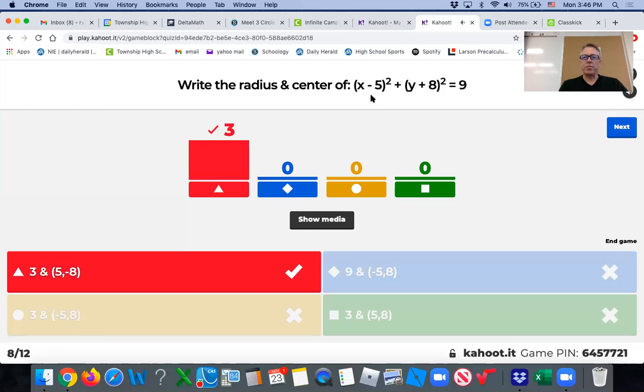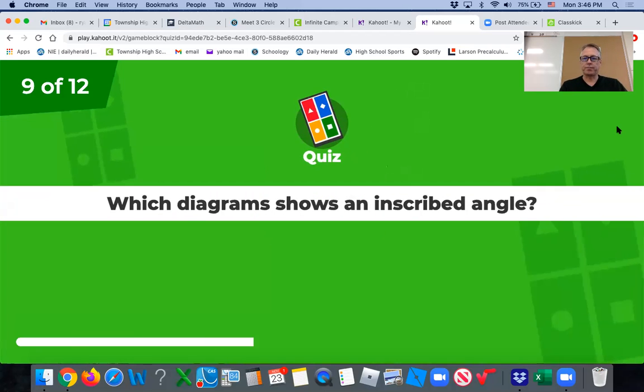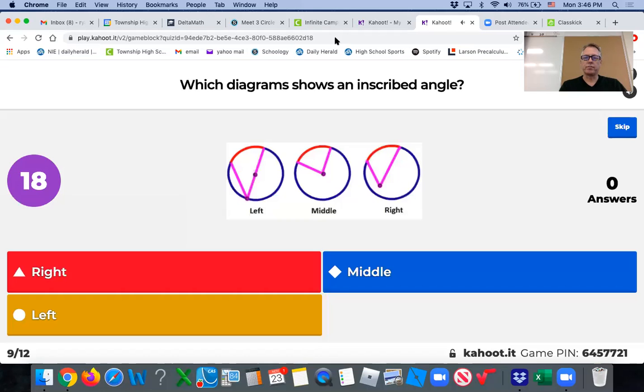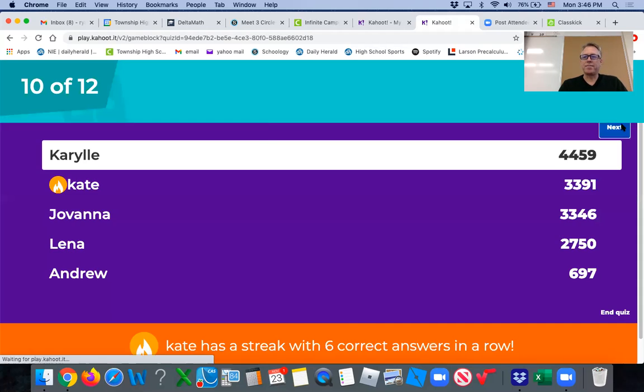Very good. Your x value is 5, your y value is -8, and the center is 5, -8. The radius is the square root of that, which is 3. So good job. All right, good job, guys.